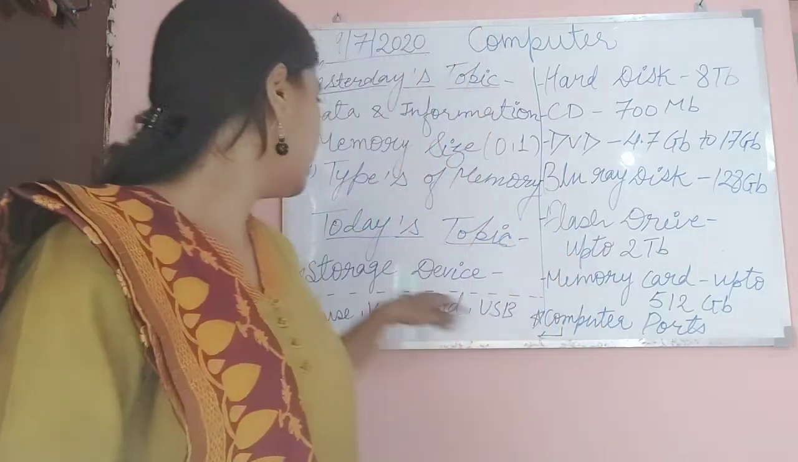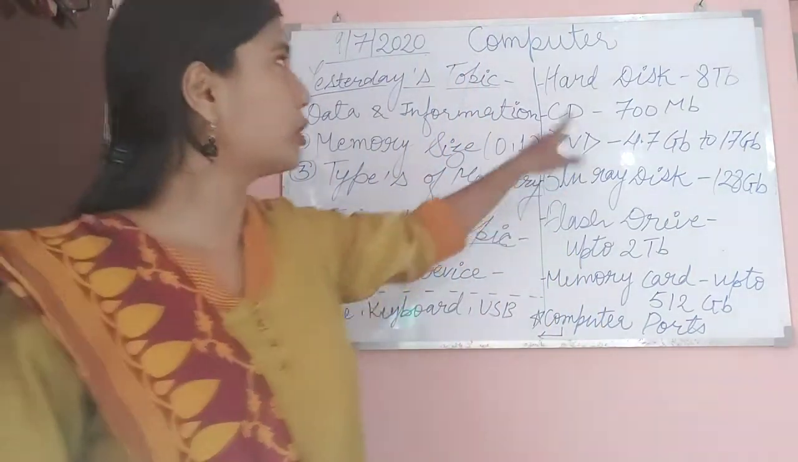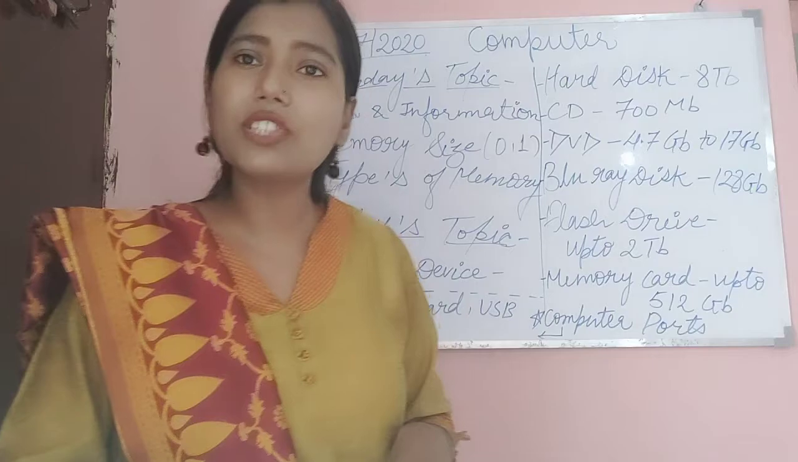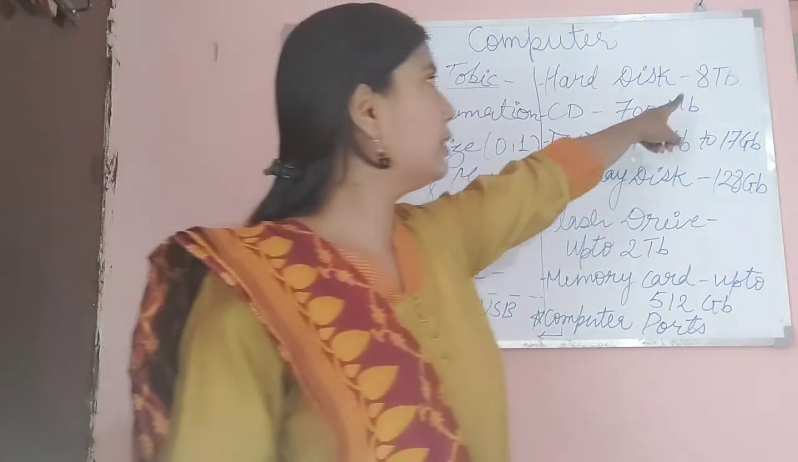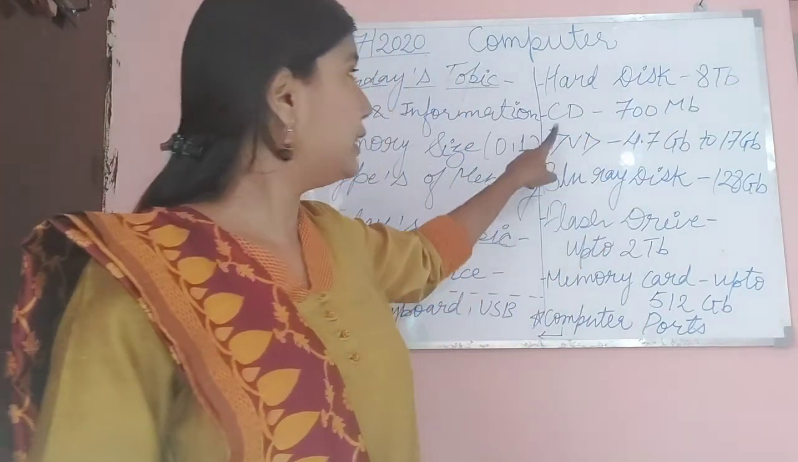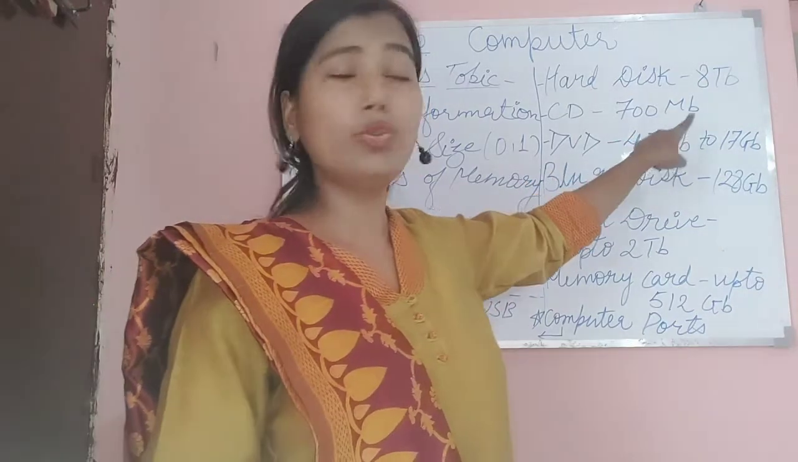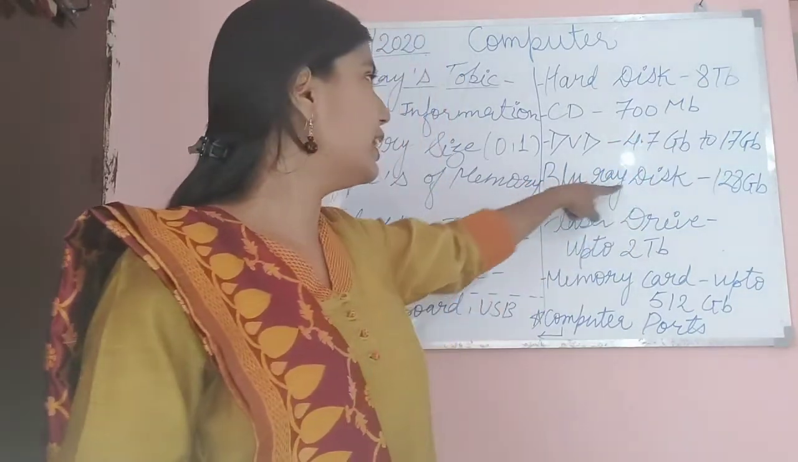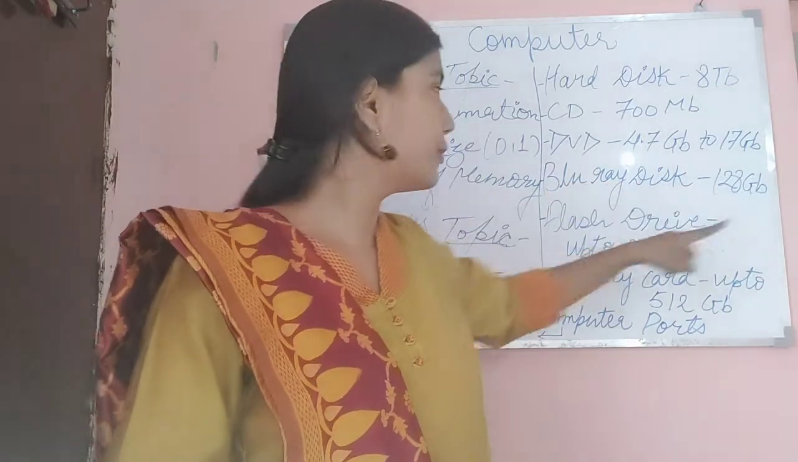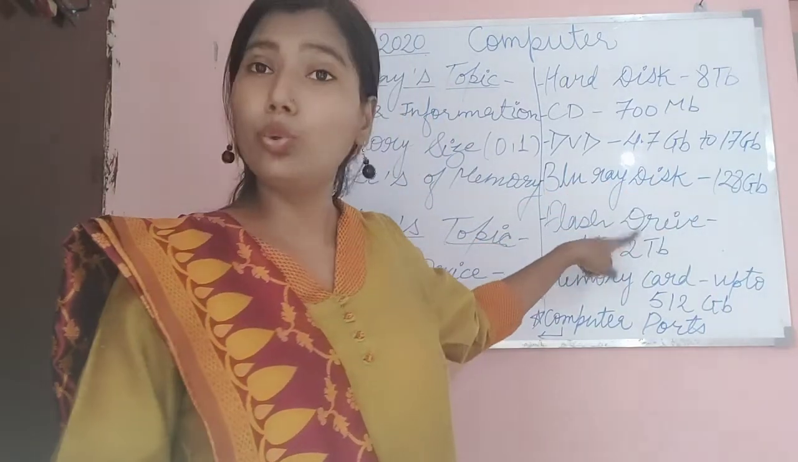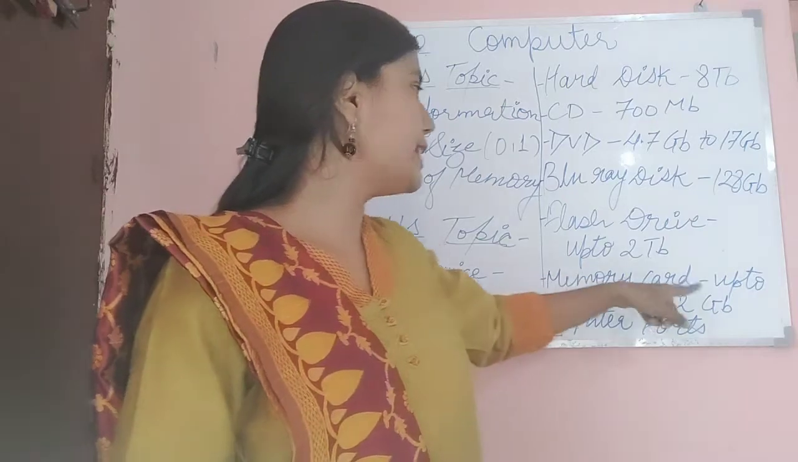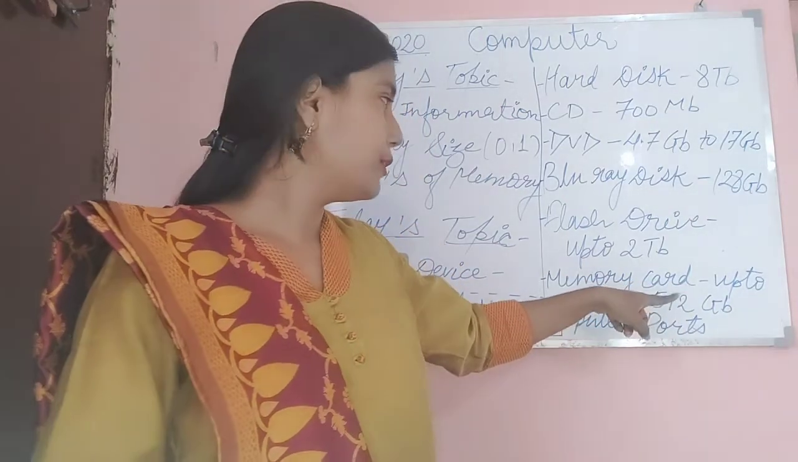Okay, fine. So today we will have a revision of what we have learned. Today we talked about storage devices. In that we talked about the hard disk, whose storing capacity is 8 TB. CD is 700 MB. DVD is 4.7 GB to 17 GB. Blu-ray disc is 128 GB. Flash drive is up to 2 TB. And the memory card is up to 512 GB.